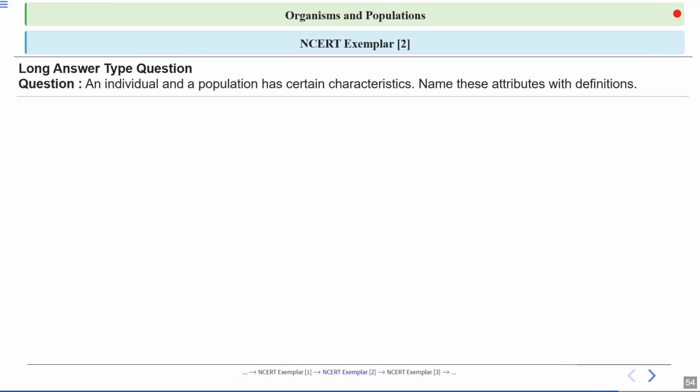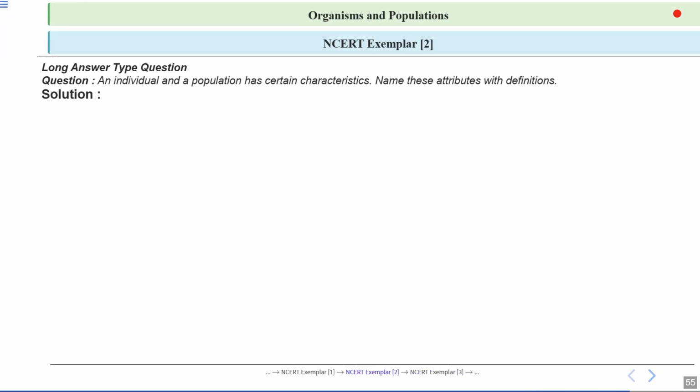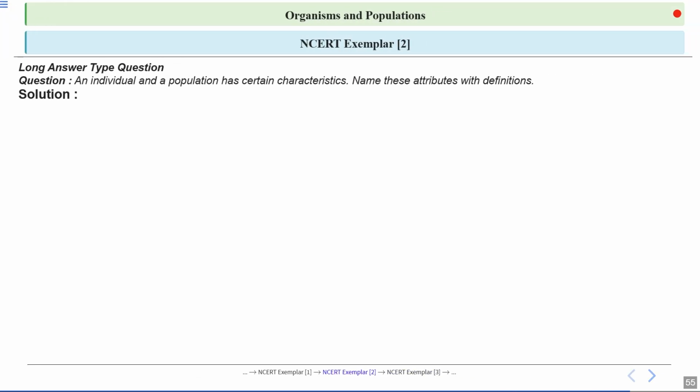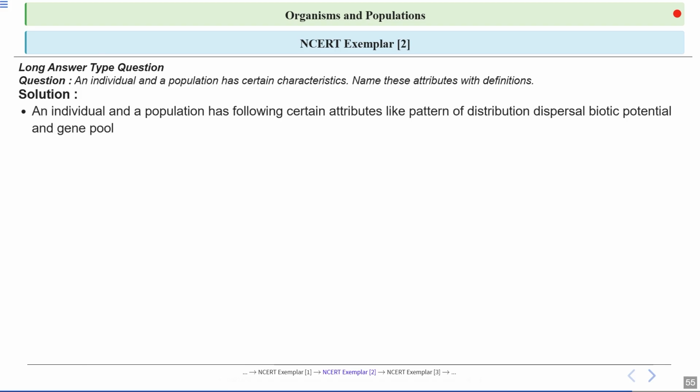The next question: an individual and a population have certain characteristics. Name these attributes with definitions. Okay, so let's have a look at the answer. Now, first let's list the main attributes that both individuals and populations have. These include the pattern of distribution, dispersal, biotic potential, and gene pool.